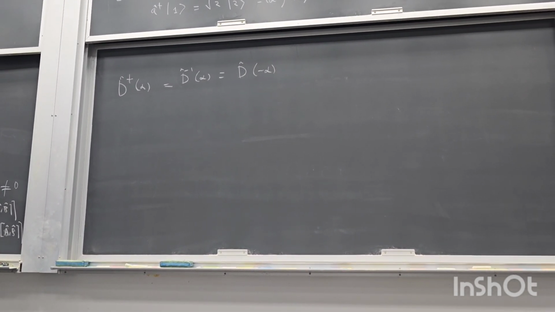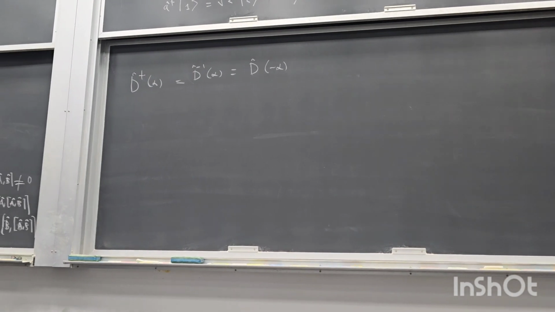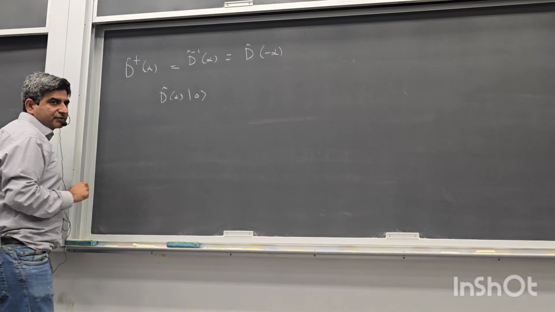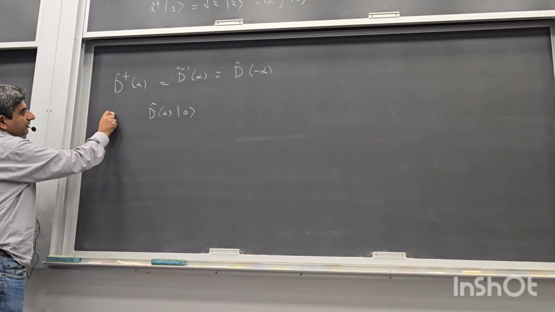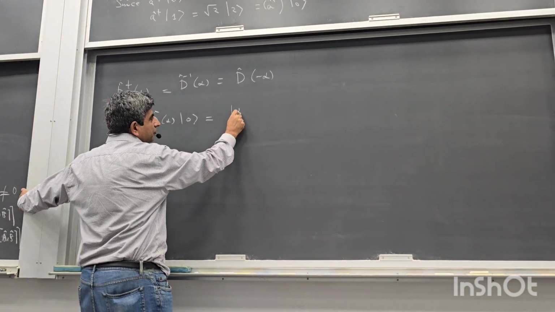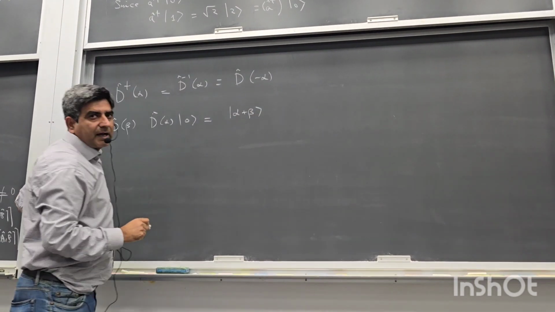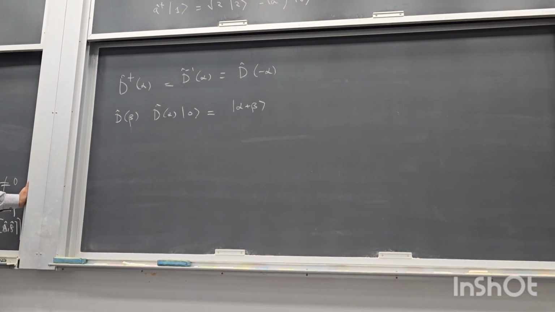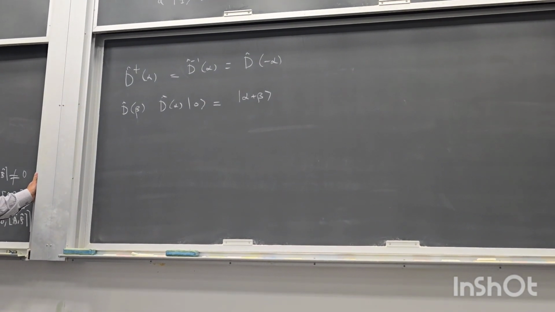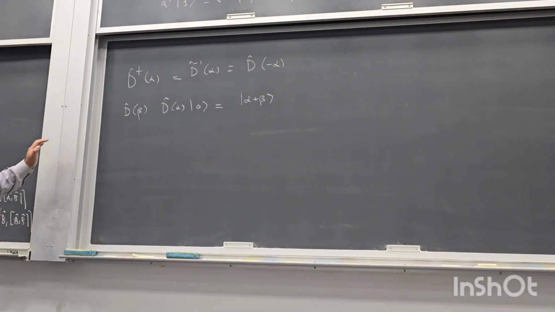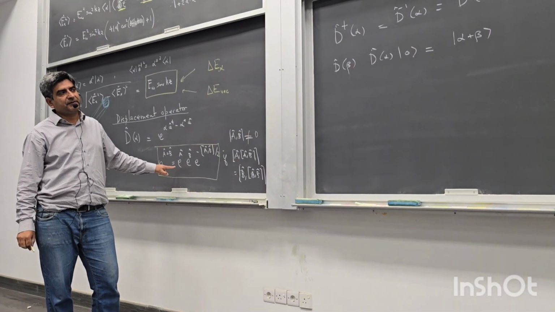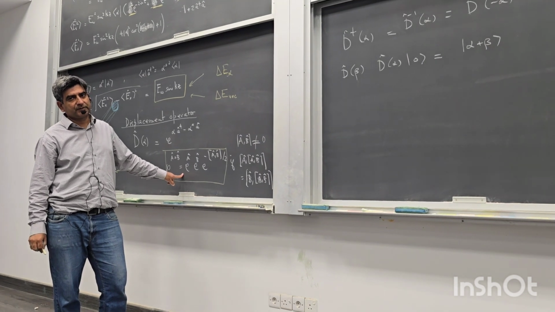The other nice thing about the displacement operator is that if I have the displacement operator acting on vacuum, it creates a coherent state. If I follow this up with another displacement operator, I will move one step further, so I'll go to alpha plus beta, up to some global phase. So the displacement operators form a subgroup. Displacement operators are really important. Together with this Baker-Campbell-Hausdorff formula, they are a very important technique employed in quantum optics.